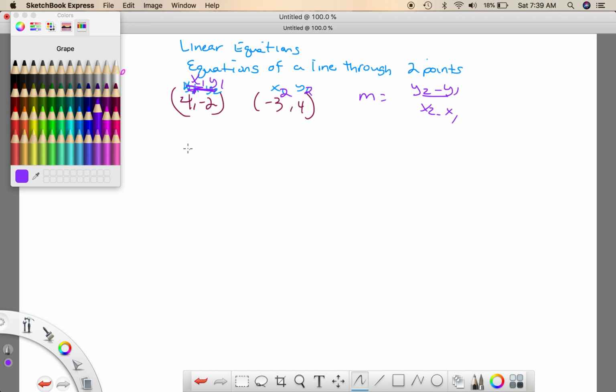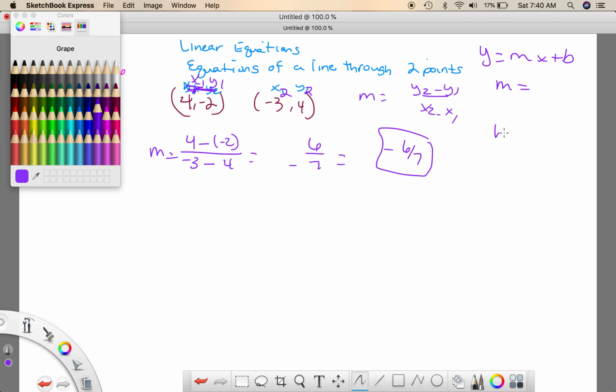Okay, so y2 is 4 minus, my formula has a minus, now I look at what y1 is, and it's negative 2. This is important because it will change your answer. And then x2 is negative 3 minus 4. So this becomes 4 plus 2, which is 6. This becomes negative 3 minus 4, which is negative 7. So our answer is negative 6/7. There's our slope.